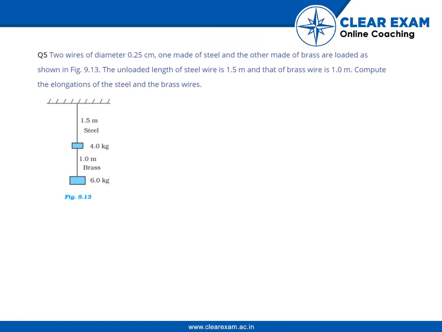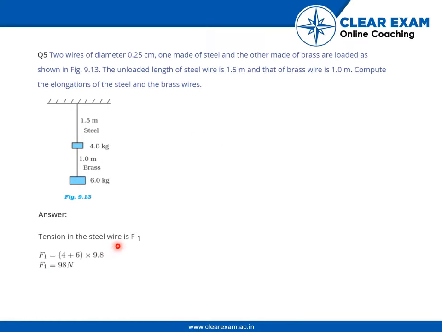Welcome back. Let us go through the question. Two wires of diameter 0.25 centimeter, one made of steel and other made of brass, are loaded as shown in the following figure. The unloaded length of steel wire is 1.5 meter and that of brass wire is 1 meter. Compute the elongations of the steel and the brass wires.